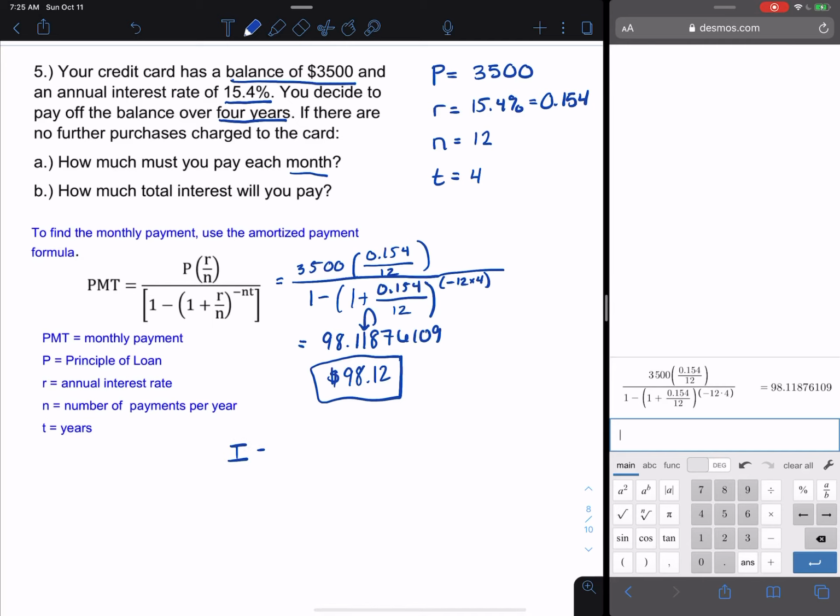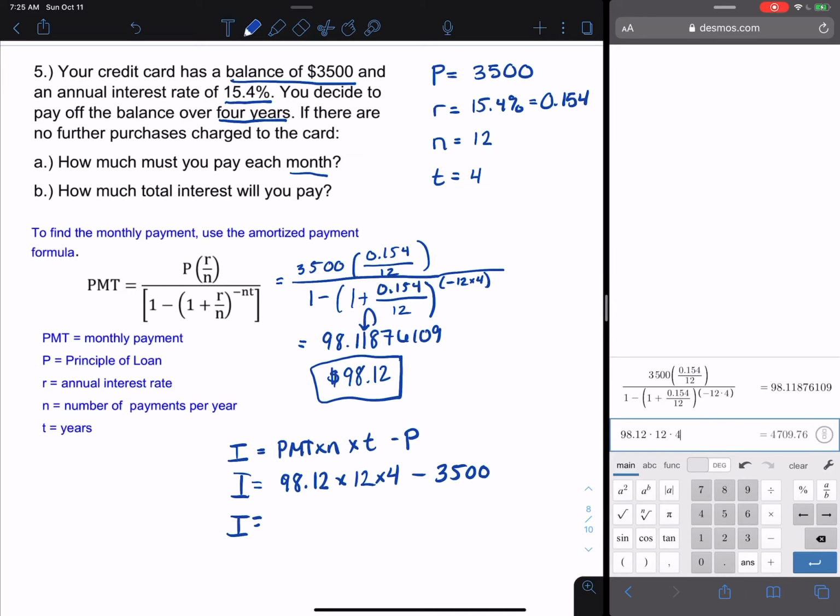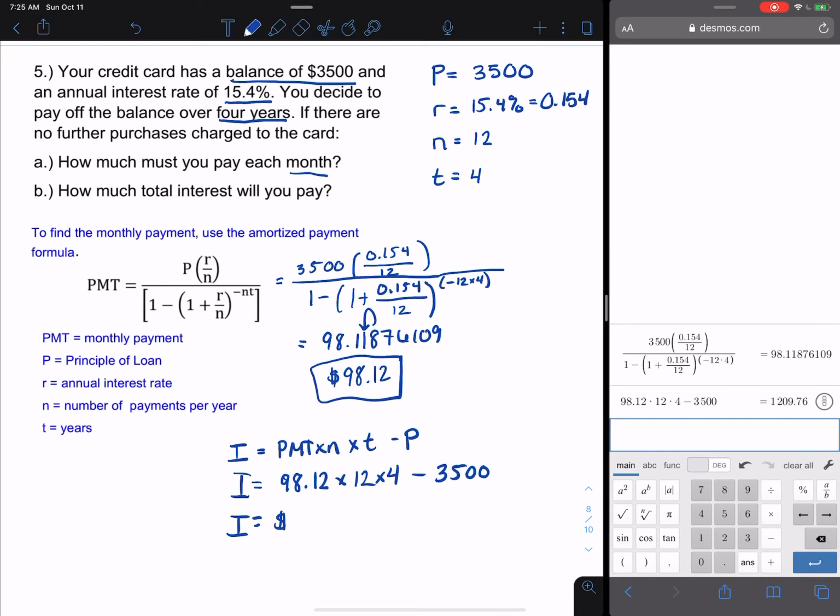We can use that same interest formula we've talked about with our other monthly loan payments. So it's the payment times N times T minus the principal. That monthly payment is $98.12. We paid every month for 4 years, and that principal amount we were trying to pay was $3,500. So we have 98.12 times 12 times 4 minus the 3,500, which tells us that in interest we'll end up paying $1,209.76.